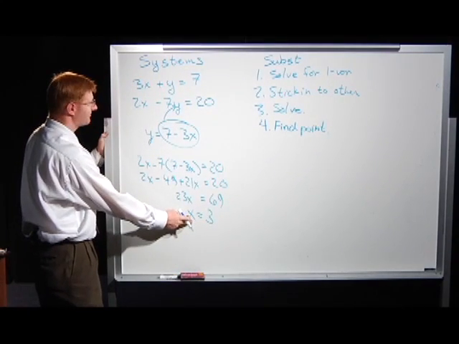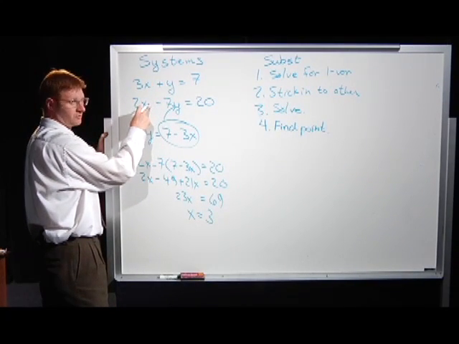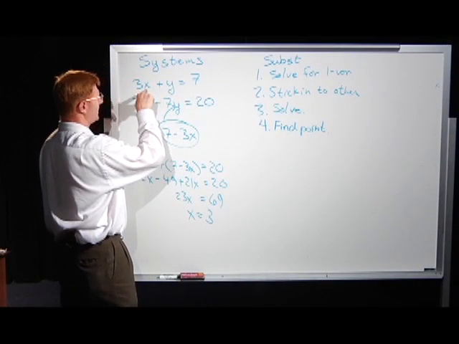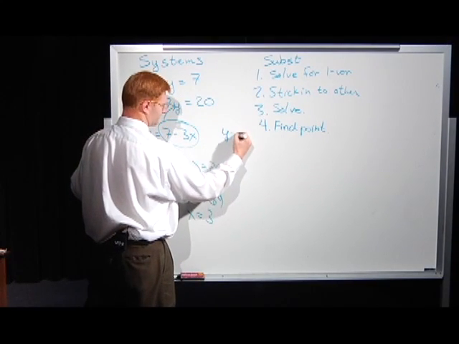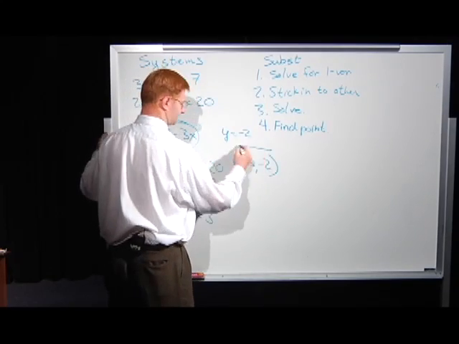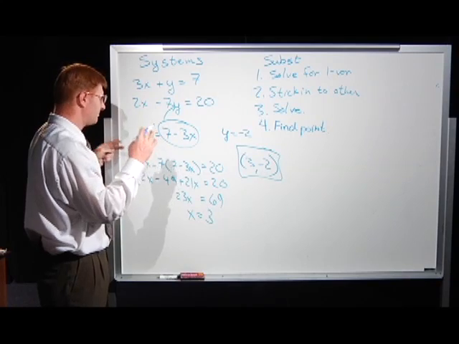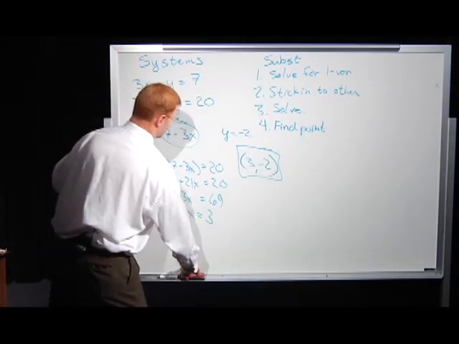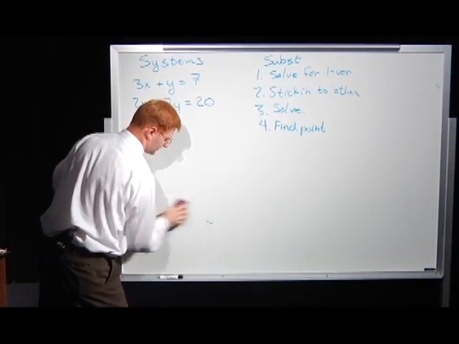So here, this only gave us half of an answer. You can stick it back into here, or you can stick it back into here. Either one will work. When x is 3, you get 9 plus y equals 7, so y equals -2. So we get (3, -2). That is the point they both have in common. So that was substitution. We're going to do the same problem with elimination.